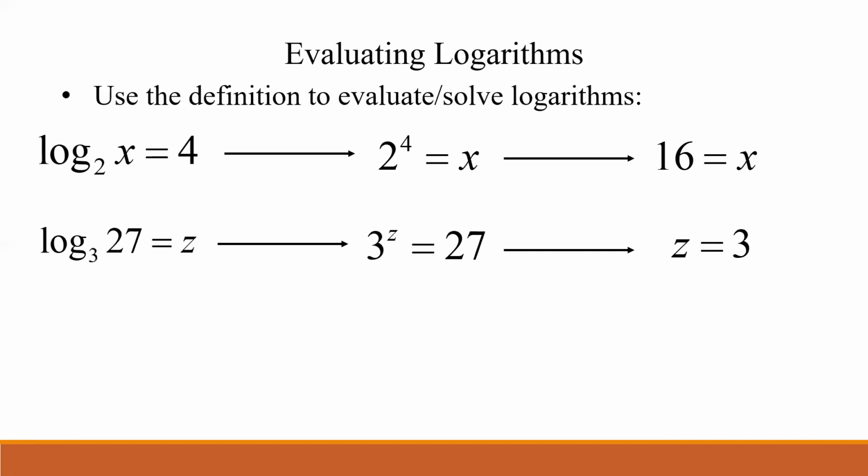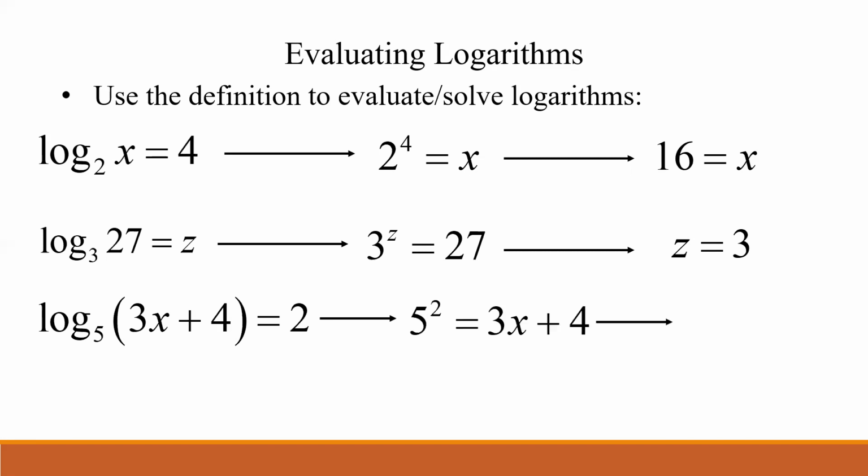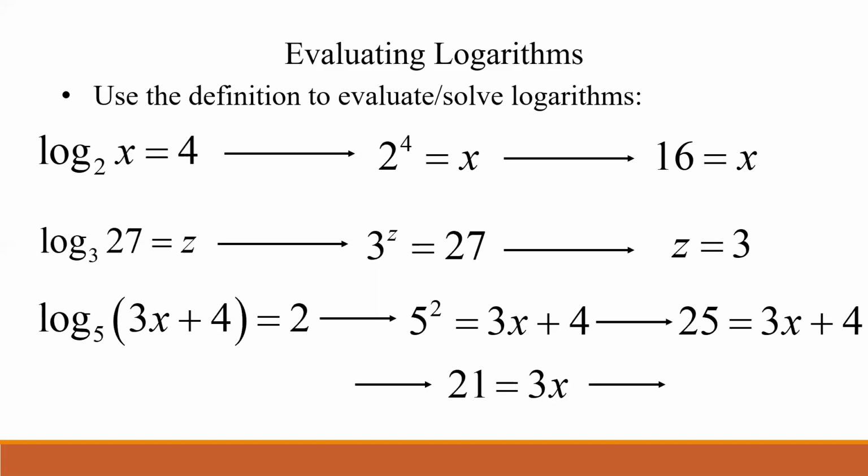And then I've got one more for you. See if you can do this one on your own. I'll let you pause the video for a second and see if you can solve that one. So again, write it as an exponential. So 5 squared equals 3x plus 4. Well, 5 squared is just 25. So 25 equals 3x plus 4. And we can do some basic algebra to find what x is. Subtract 4 from both sides and then divide by 3. So x in this case would be equal to 7.